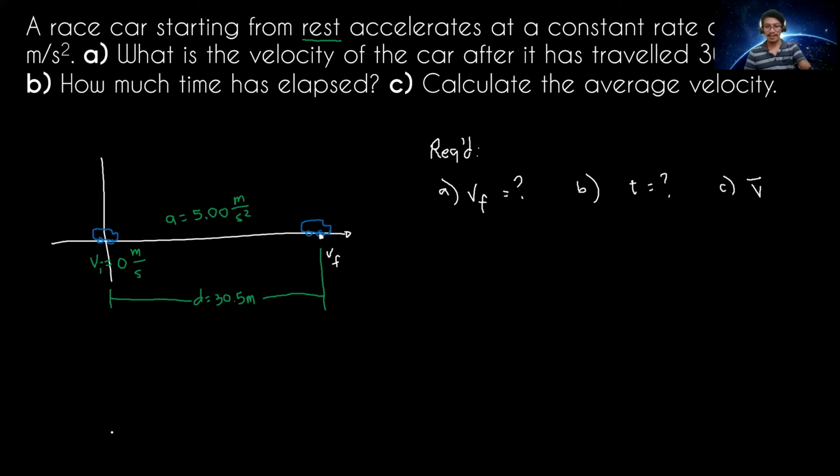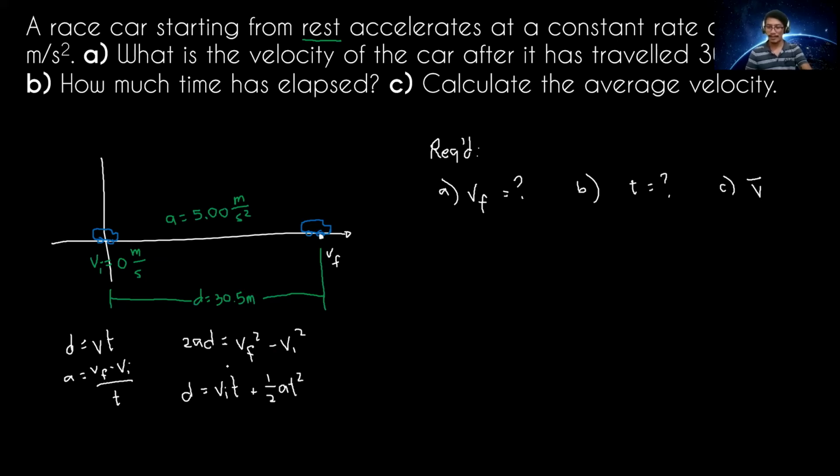Now that we have identified everything, let's go back to our equations. What are our equations? First, d is equal to v times time. Acceleration is equal to Vf minus Vi over time. We have twice acceleration times displacement equals Vf squared minus Vi squared. And then we have displacement is equal to Vit plus 1/2 at squared. So these are the equations. Let us go back to the equations to help us choose an equation that suits best our given values.